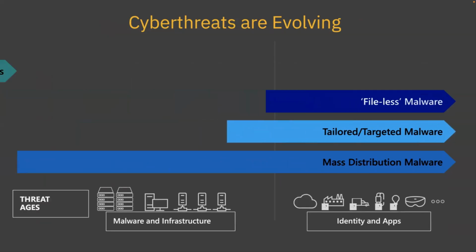So things like nation-state actors looking to gain, for example, financial advantages, stealing secrets and designs and so on. So cyber threats essentially are evolving, and they're evolving by using different types of technologies. Typically, as we've moved through the years, these cyber threats are becoming more and more sophisticated.